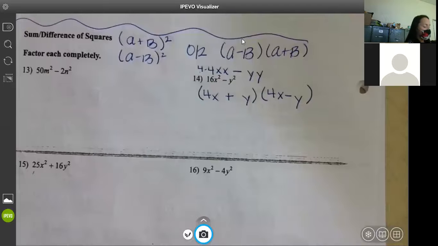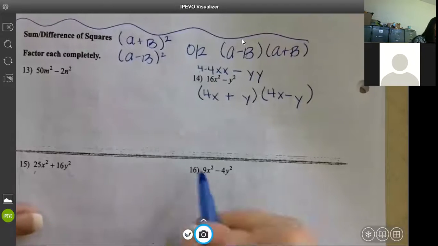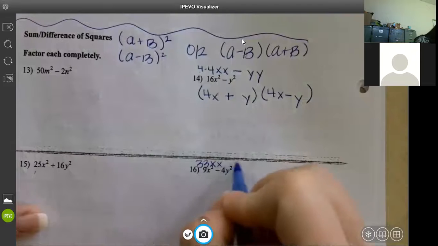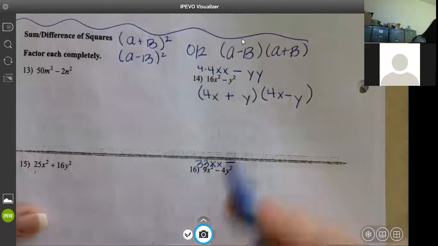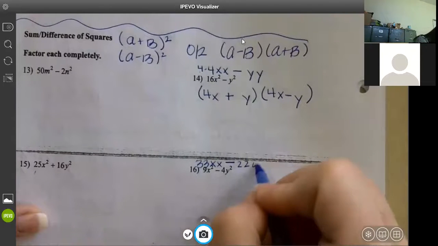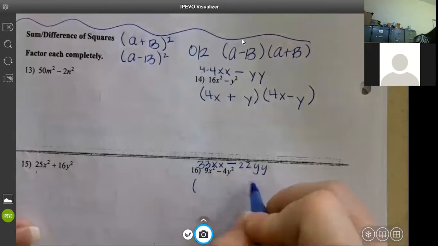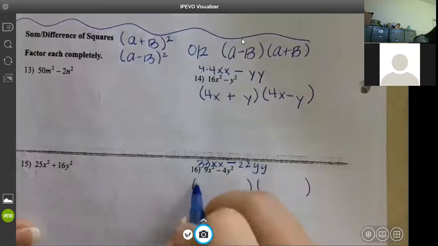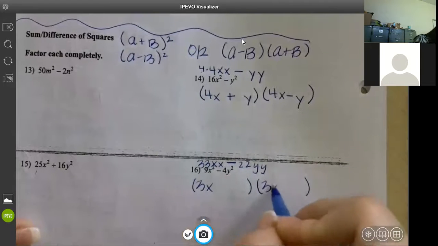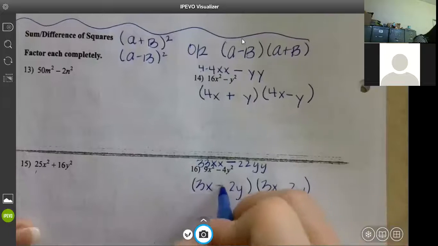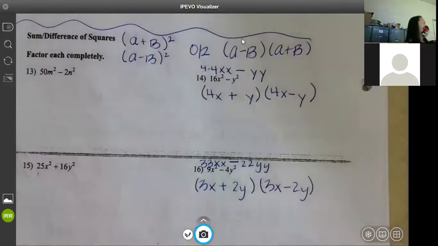So I'm going to move down to 16. What are your factors of 9? 3 and 3, right? X and X. It's a minus, so that means I can do it. 4 is 2 and 2, and 2 Y's. Everything has a pair. So we make 2 sets of parentheses. In the front, we're going to share a 3 and an X. In the back, we're going to share a 2 and a Y. One is positive, one is negative. That's literally all you do.